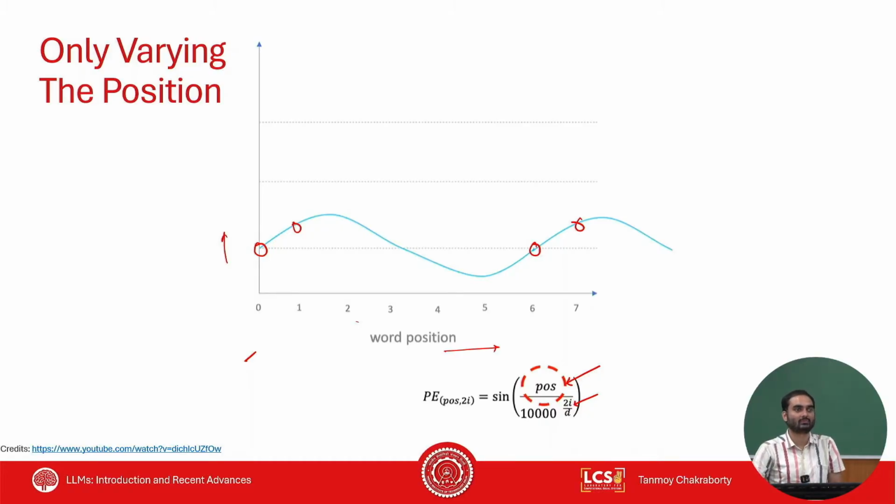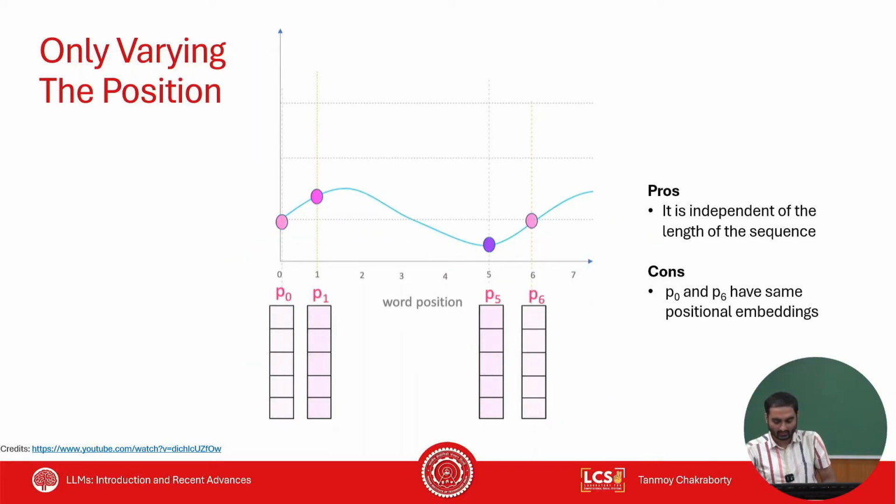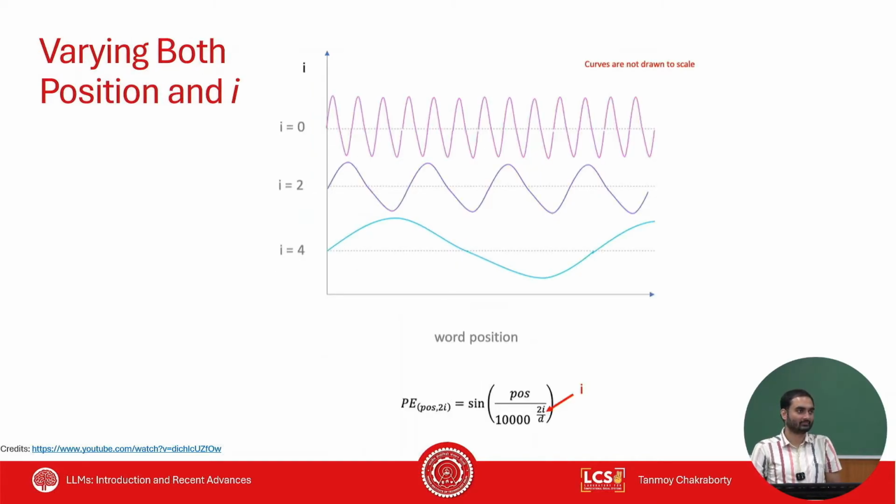Therefore, we add the concept of frequency, we add the concept of i index, right? And if we add this, then it would look like this. i equals 0, high frequency, right? You see the high frequent wave. i equals 2, a bit low frequent wave, and i equals 4, even lower frequent wave, and so on and so forth. So 0, 2, 4, these are different indices in the vector. Now concept wise, I think this is clear.